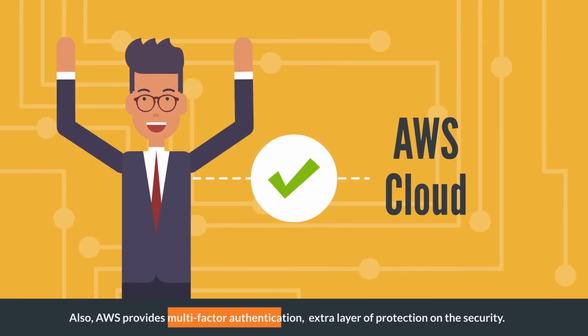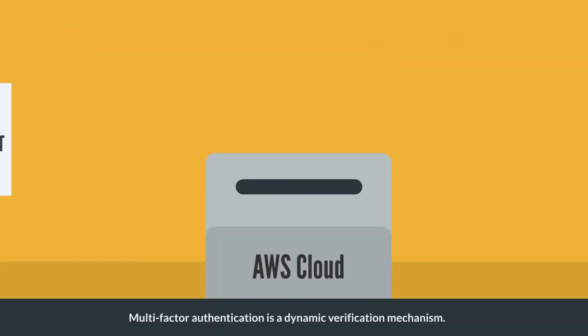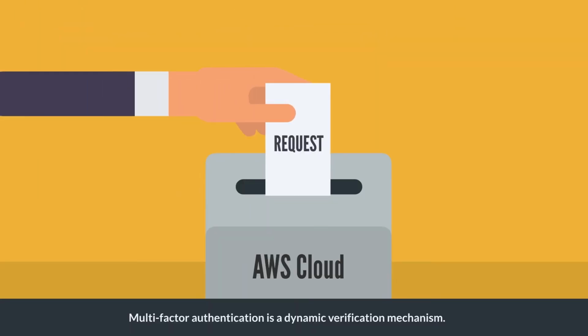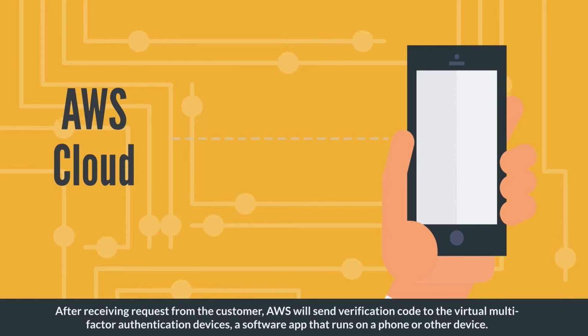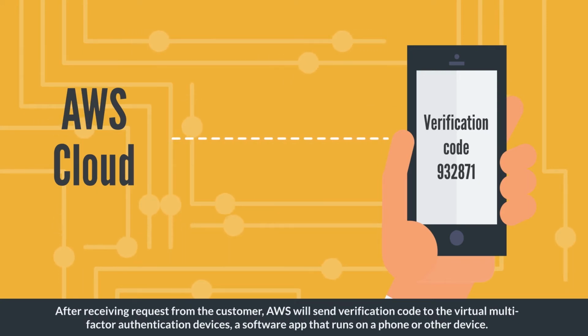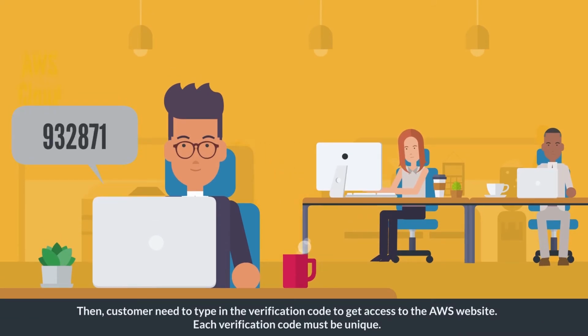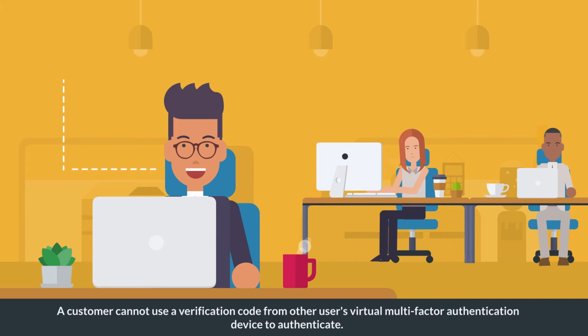Also, AWS provides multi-factor authentication, extra layer of protection on its security. Multi-factor authentication is a dynamic verification mechanism. After receiving request from the customer, AWS will send verification code to the virtual multi-factor authentication devices, a software app that runs on a phone or other device. Then, customer need to type in the verification code to get access to the AWS website. Each verification code must be unique. A customer cannot use a verification code from other users' virtual multi-factor authentication device to authenticate.